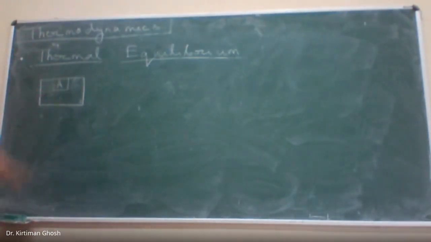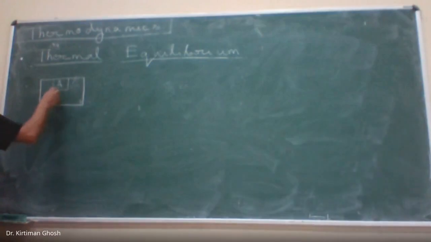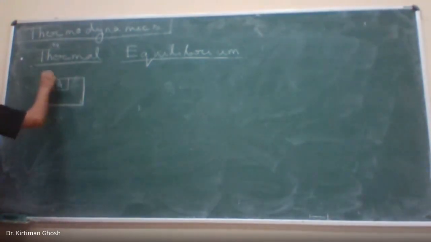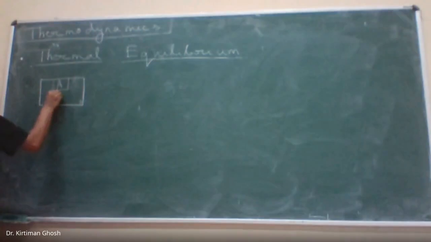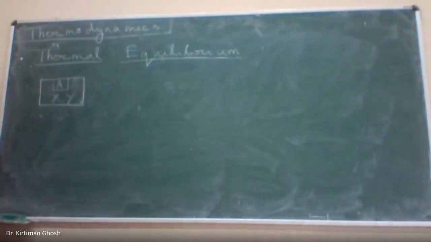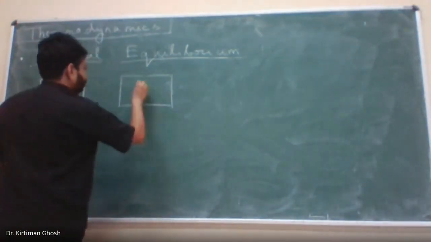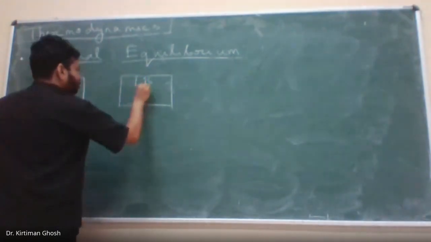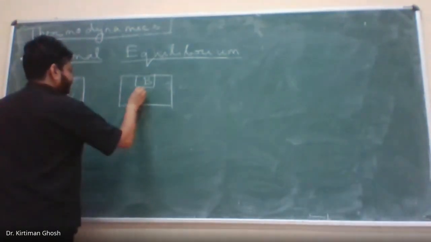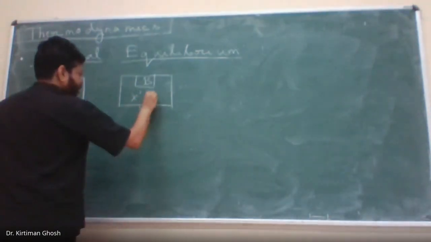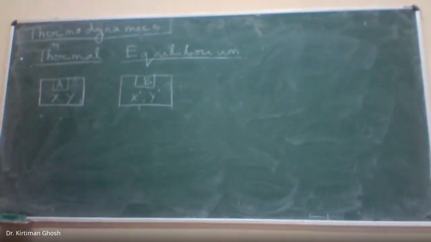We are taking two simple systems so that the macroscopic description of the system is possible by two variables. Let us assume that those variables are x and y. So x and y are the macroscopic variables which completely describe the system A. And we have a similar system B, which is determined by macroscopic variables x prime and y prime.